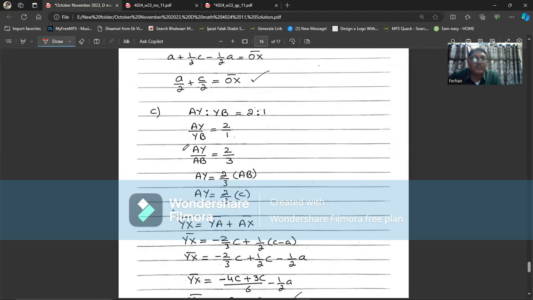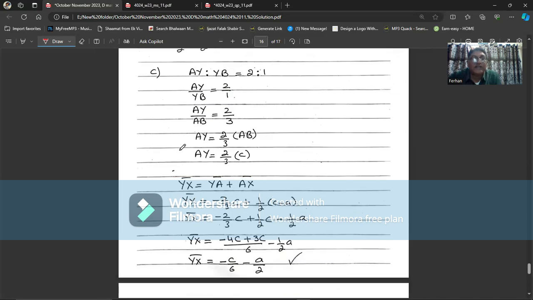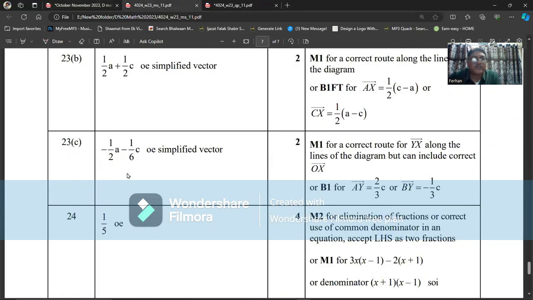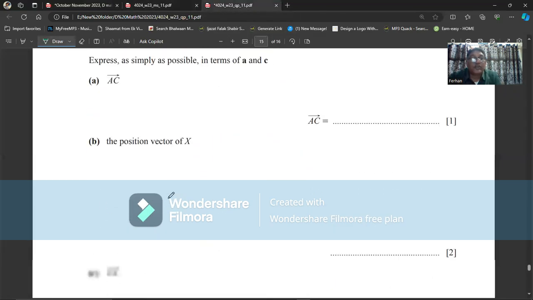So let me reduce the size so you can see the whole thing together. This is how this is done. A little tricky, but not that tricky. This is how you do question number 23.